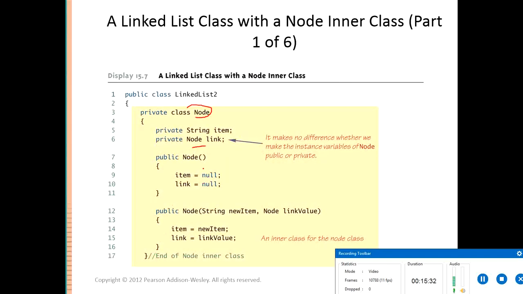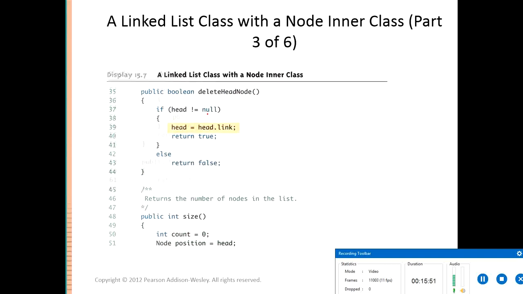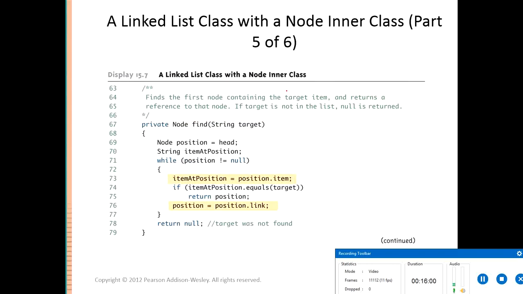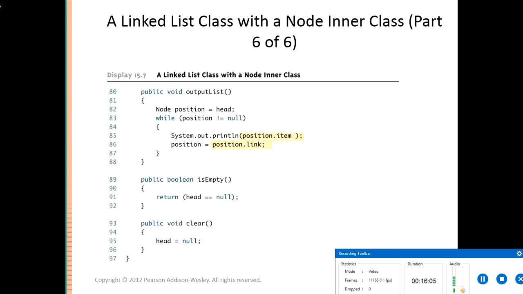So we have just two constructors over here, and after this we have the methods. This class has been simplified and kept shorter than the previous link class. So it's better to have it as an inner class. The outer class has direct access to the inner class instance variable, which is the link, so it's better to create it as a private class. So that's all about the linked list.